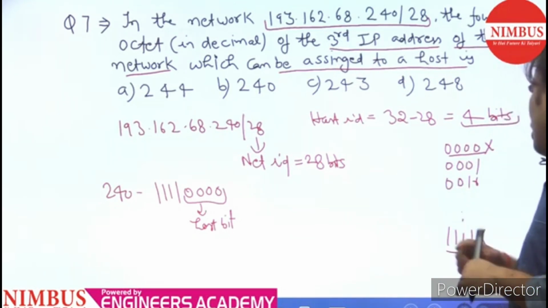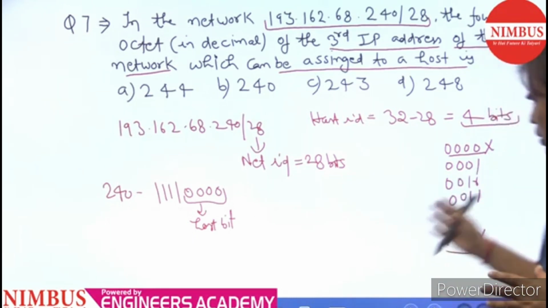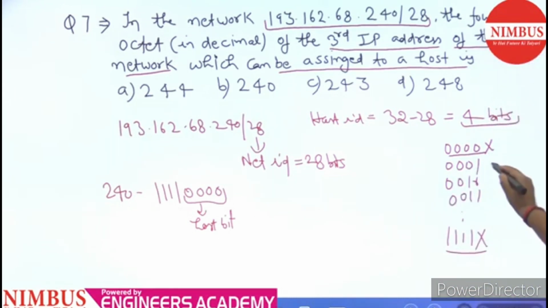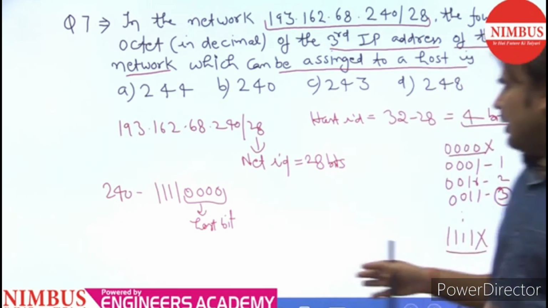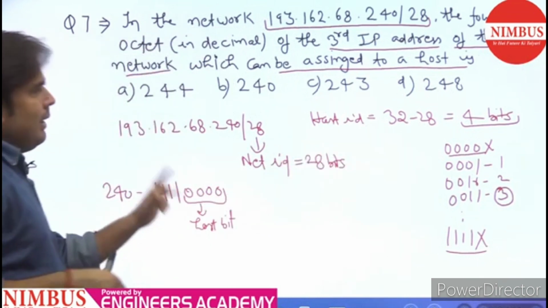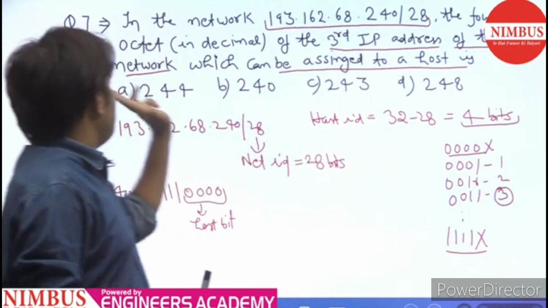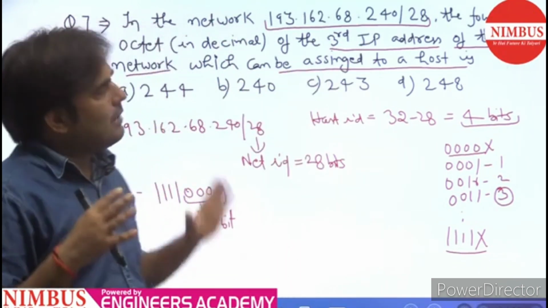When you put 0 0 1 1, 0 0 0 1 will give you the first, 0 0 1 0 will give you the second, and 0 0 1 1 will give you the third. That's why it is the third IP address of a host. So when you put these 4 bits as 0 0 1 1, you will get the third IP address of the network, which you can assign to a host.